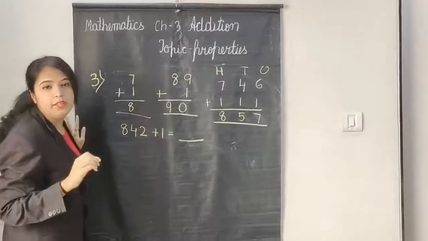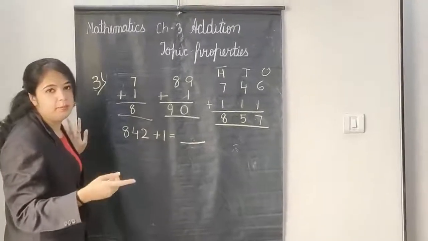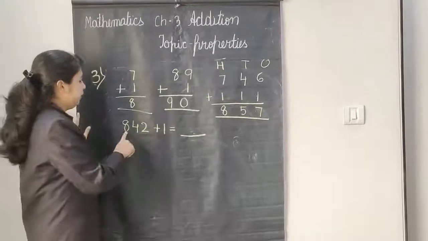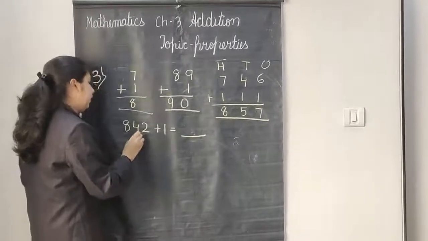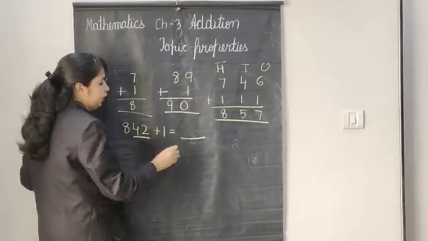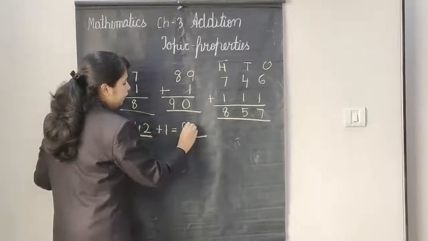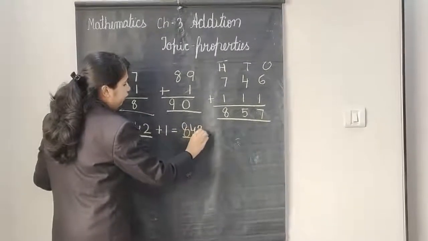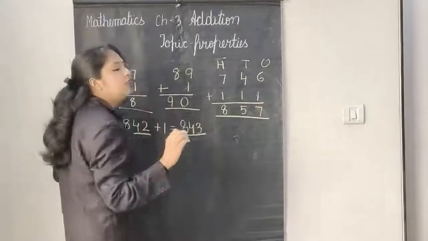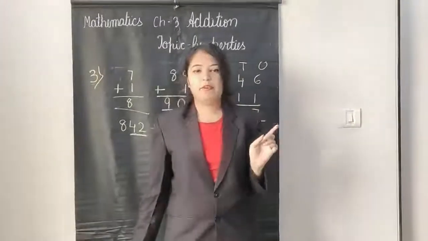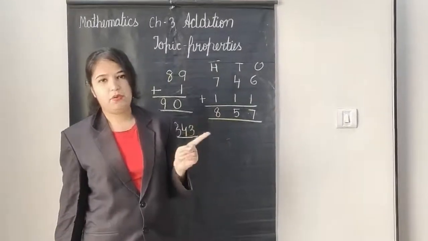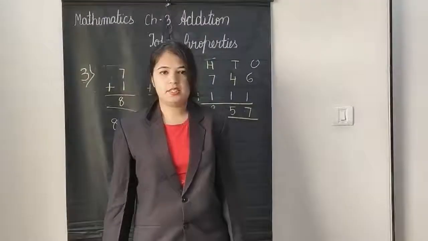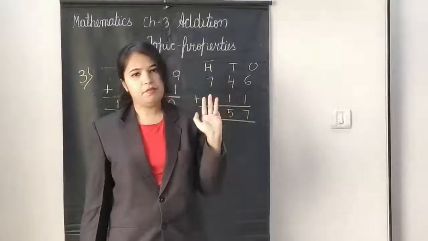So don't think, just say the successor number as fast as possible. 842 plus 1 is, what is the after number of 42? Yes, 43. So 843. So this is property number 3, where you have to just add plus 1. Whenever you have to plus 1, you have to write the successor. No need to add on your fingers.